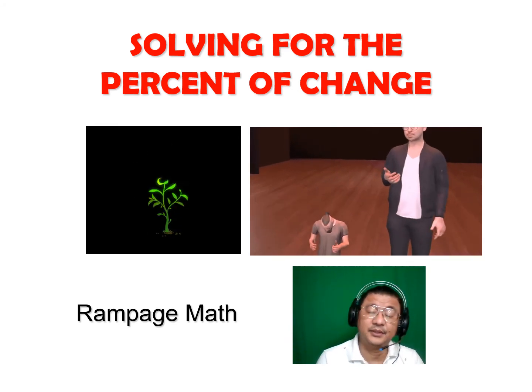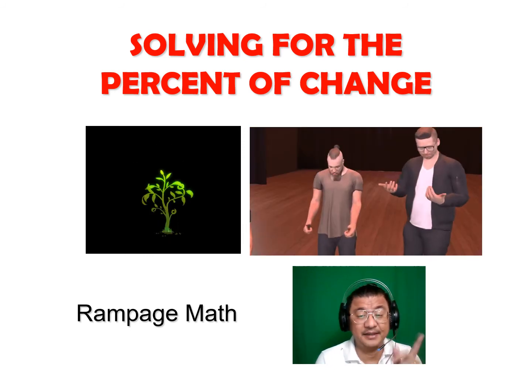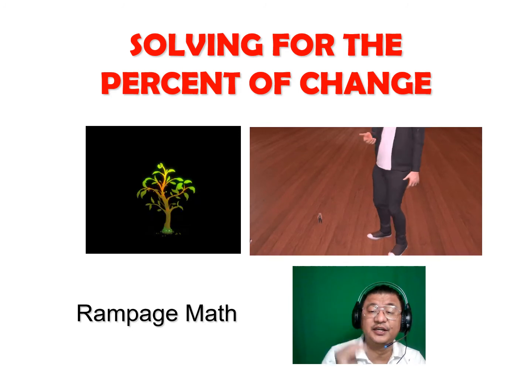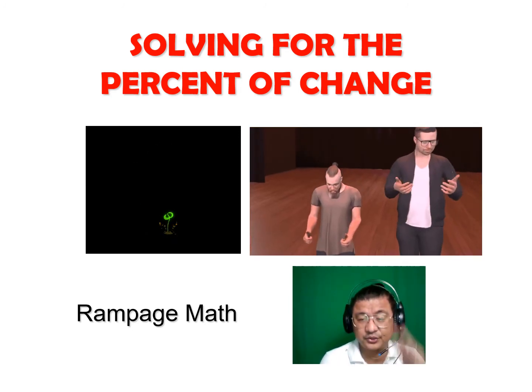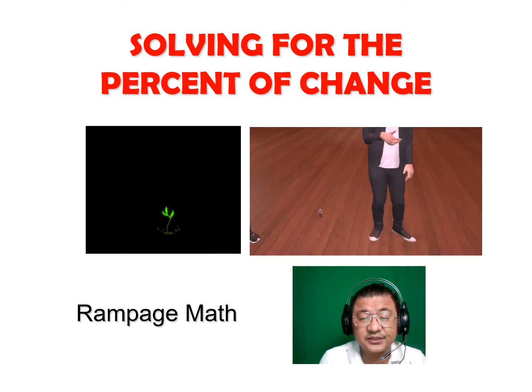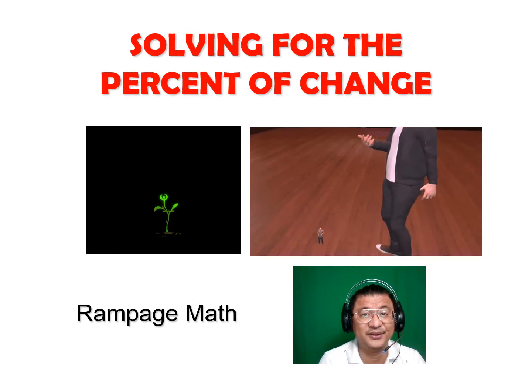Hi guys, so today we're going to talk about percent of change. If you notice the plant over here, the plant is growing up, right? So there's a change in height. Or the man is shrinking. There's also a change in height. Either it increases or decreases, and how much percent did it increase or decrease? That's what we want to know, right?